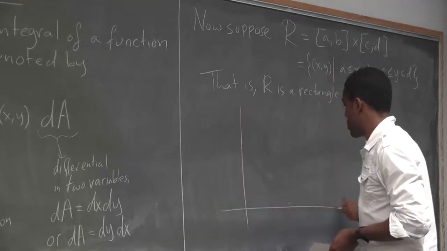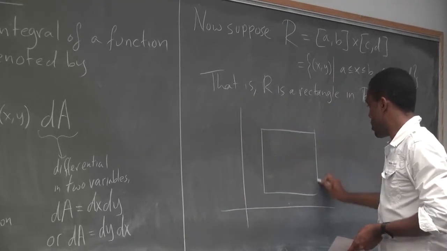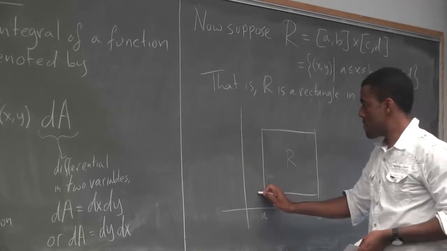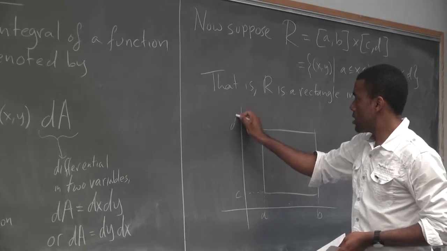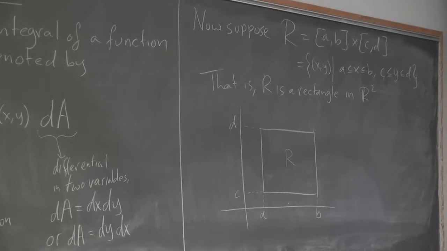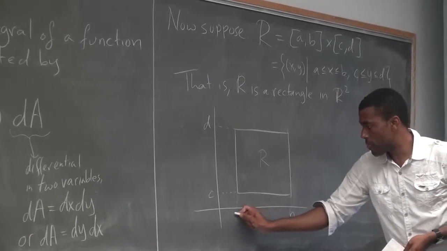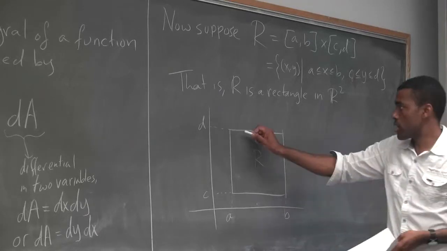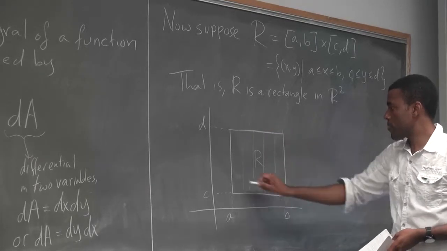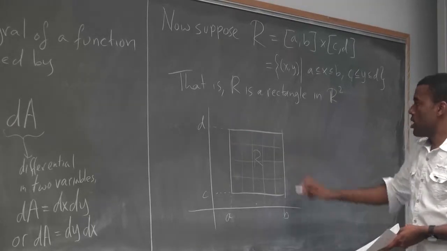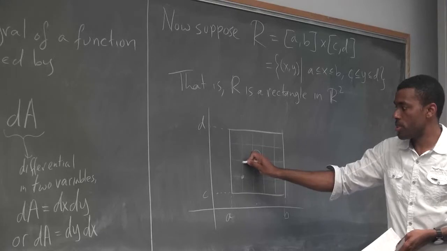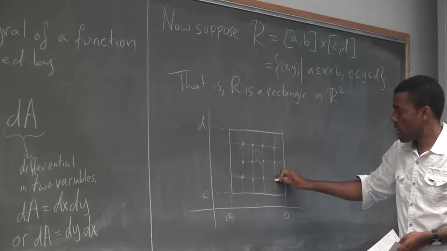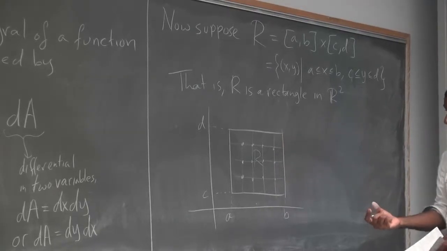So I can have a rectangle R. So this is a to b. This is c to d. That sort of defines our rectangle, right? The a and b give you the limits on the x, and the c and the d give you the limits on the y. You end up with a rectangle. And again, what we're going to do is cut this rectangle up. Then we're going to choose what points we want to touch the surface if we go to that height, right? So then we're going to get these rectangular boxes, and then we're going to measure their volume, right?